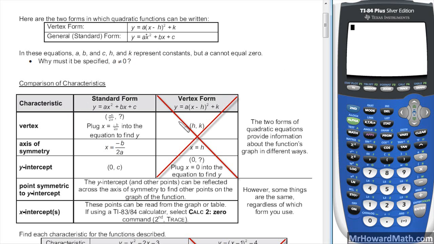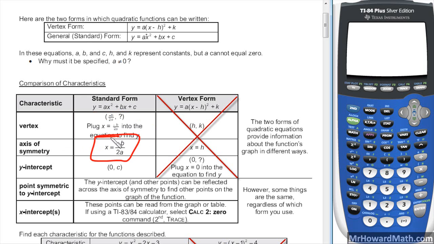So looking at the characteristics, I've got the vertex form marked out because we talked about that last time. So standard form, y equals ax squared plus bx plus c. So the vertex, how do we find it? It's negative b over 2a, and when it's talking about negative b over 2a, it's that b, the opposite sign of it, over 2 times that a right there. That gives you the x coordinate of the vertex, and then you have to evaluate the function at that x value to get the y value of the vertex.